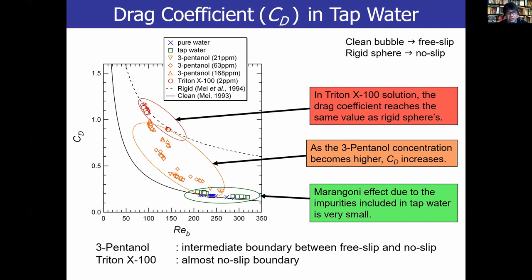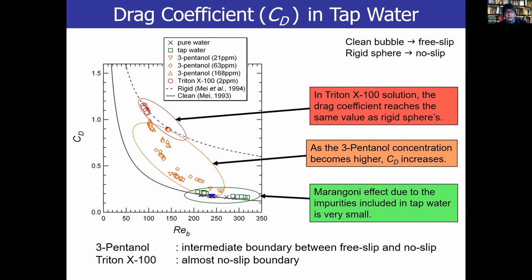the clean bubble system. This is a result for the numerical simulation with the boundary condition of the tangential free stress on the bubble surface. This dotted line corresponds to the drag coefficient for the rigid sphere. So if your water is contaminated with 160 ppm triton, 3 pentanol, or just 2 ppm triton X100, you see that the terminal velocity is very close, nearly the same as the rigid sphere drag coefficient.